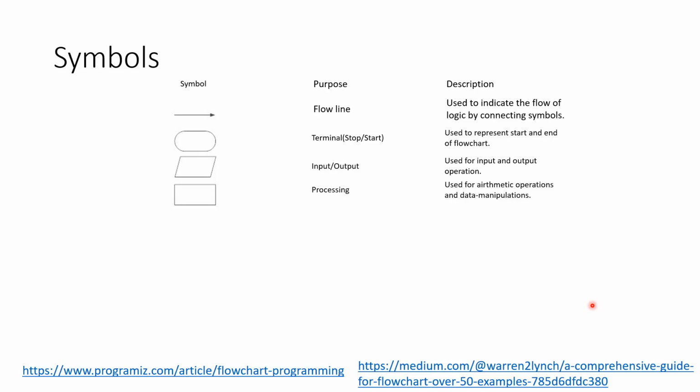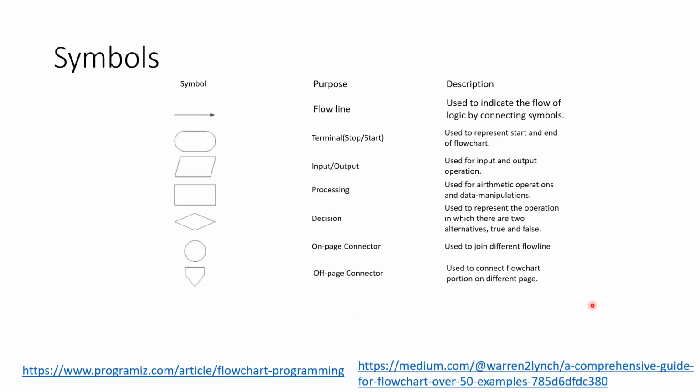Processing, used for arithmetic operations and data manipulation. Decision, used to represent the operation in which there are two alternatives, true or false. On-page connector, used to join different flow lines. Off-page connector, used to connect flowchart portions on different pages. Predefined process, function or subroutines, used to represent a group of statements performing one processing task.